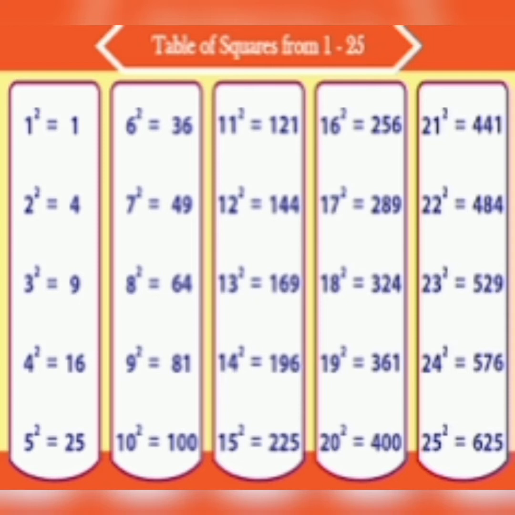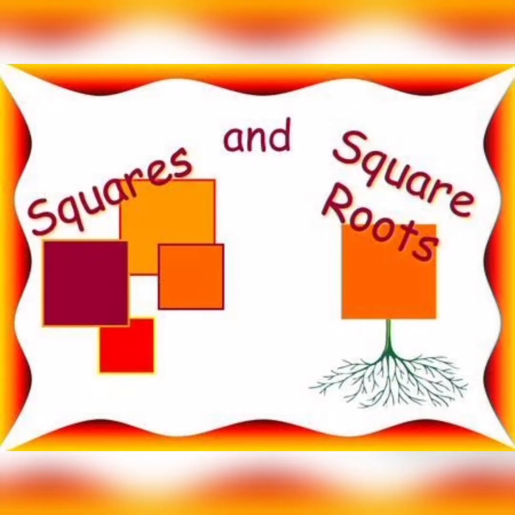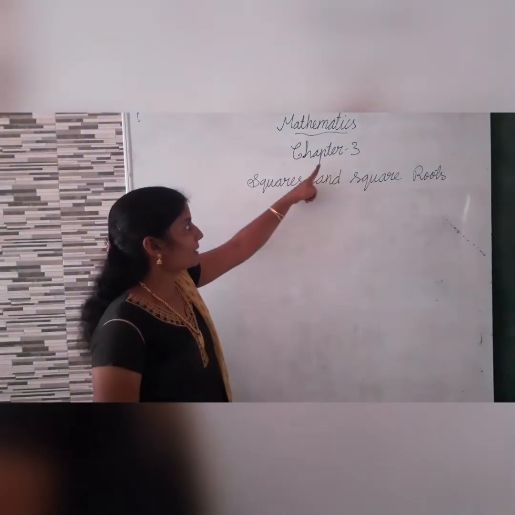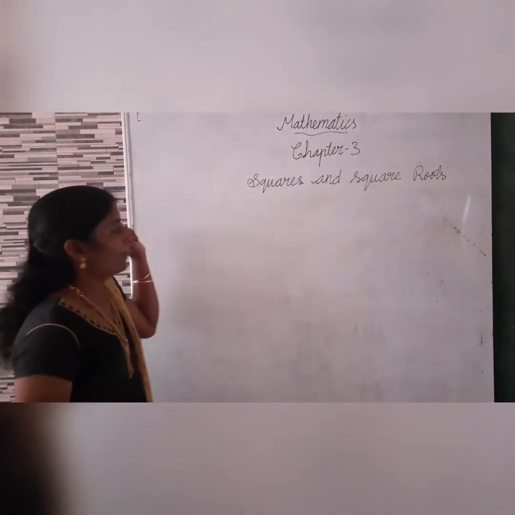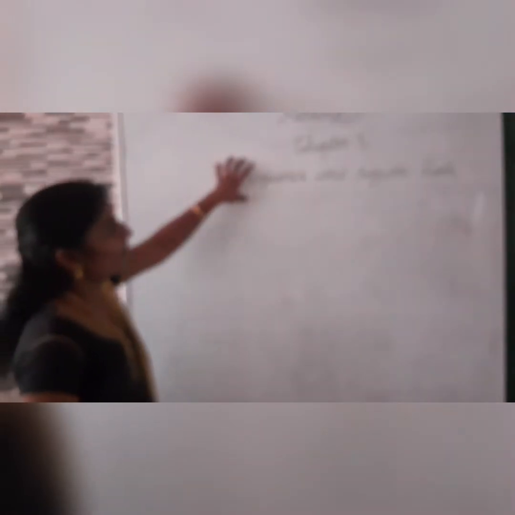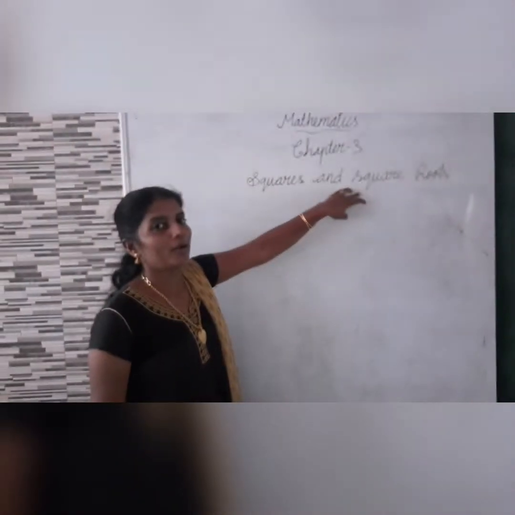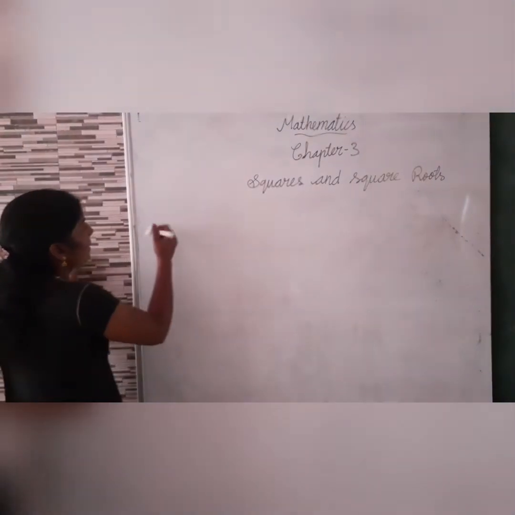Can you guess today's topic? Yes. Squares and square roots. Today's topic, squares and square roots. Chapter 3, squares and square roots. Now here, what is a square number?